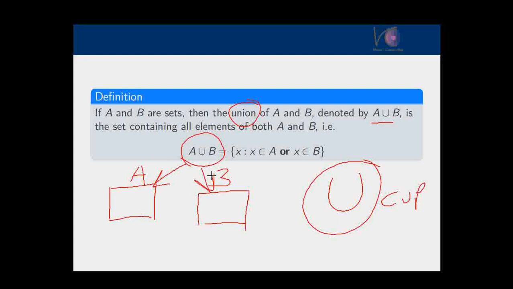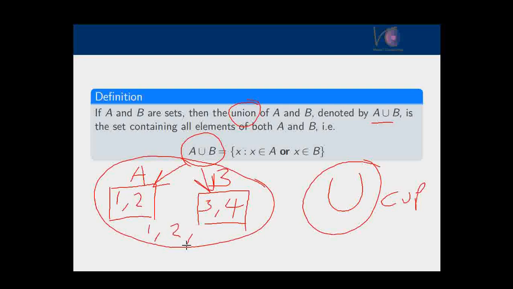So if you have the elements 1 and 2 here, and here you have the elements 3 and 4, by definition of the union, the third set is going to contain all these elements in A and in B. So A union B is going to be the set of 1, 2, 3, and 4. Mathematically, A union B is the set that contains an element x, such that x is coming from set A or it is coming from set B. That is the definition of a union.